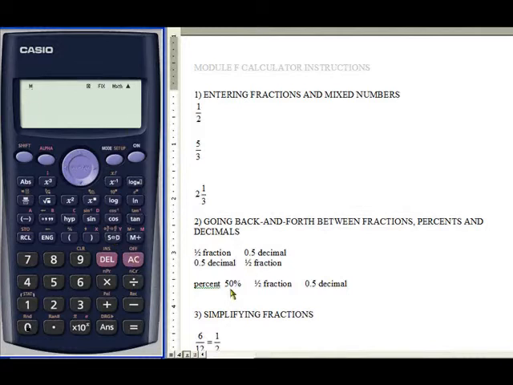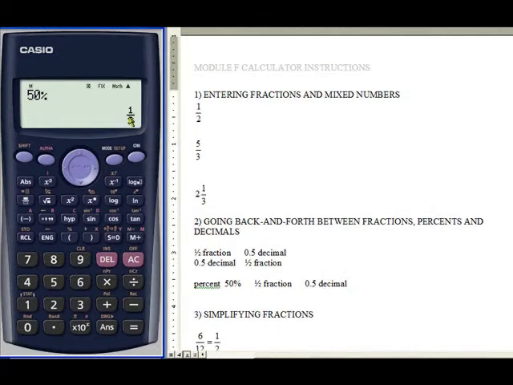Now if I want to enter things as percents, let's say I want to enter 50%, you go 50, and then you look for a percent sign. In this calculator, it's right here above the left parentheses. You go shift, left parentheses, and it takes it as a percent. If I push equal, watch what happens. It goes automatically to fraction.